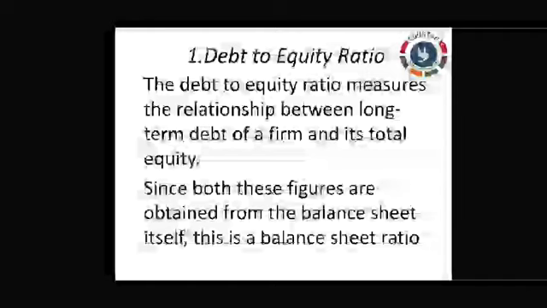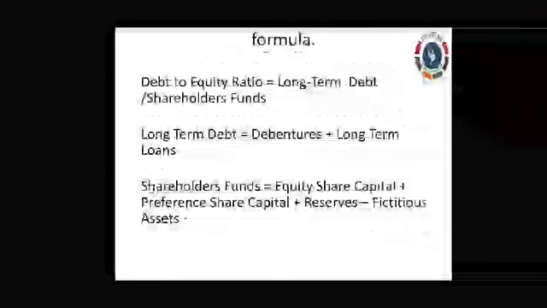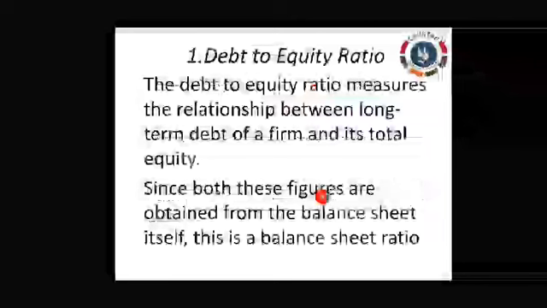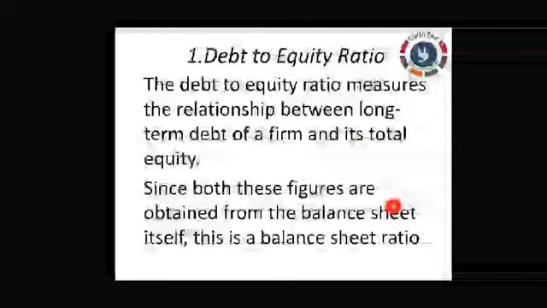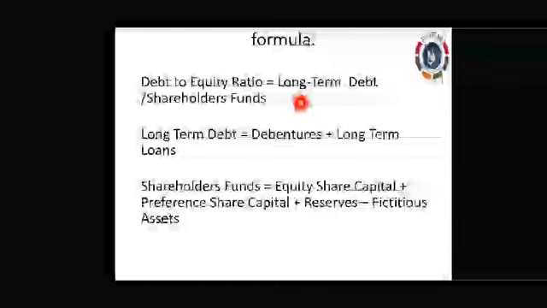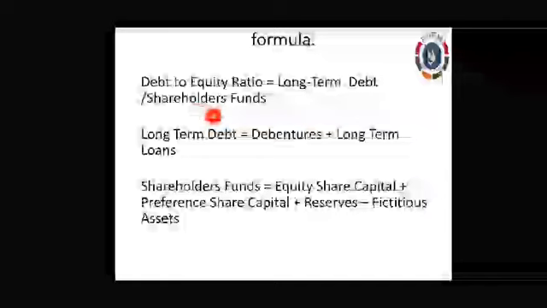For applying in the formula, we are going to take the amounts, that is, long term debt divided by shareholders fund. For these two variables, we are going to take the amounts from the balance sheet. Do you understand? Yes, sir. So we take the amounts only from the balance sheet, so this is called a balance sheet ratio. So the debt to equity ratio formula is long term debt divided by shareholders fund.